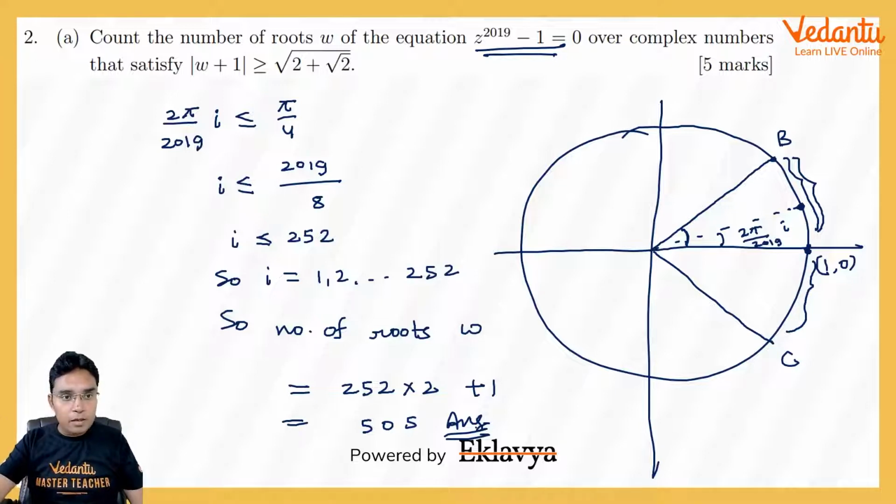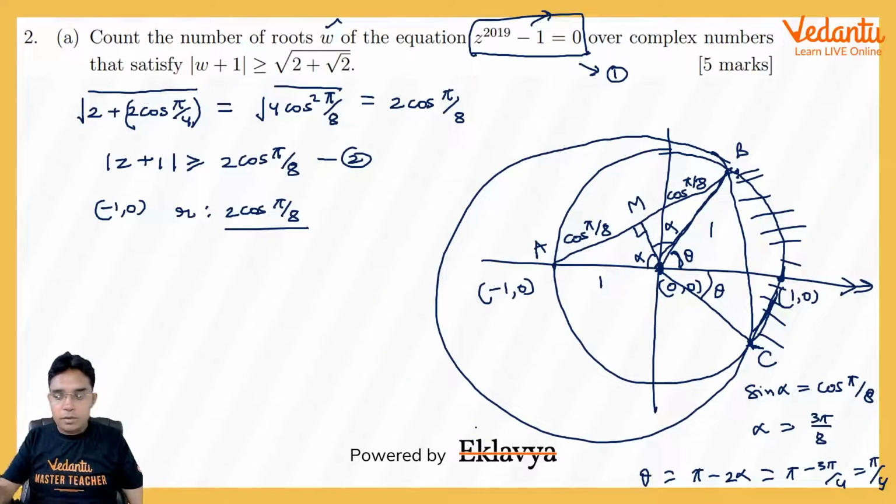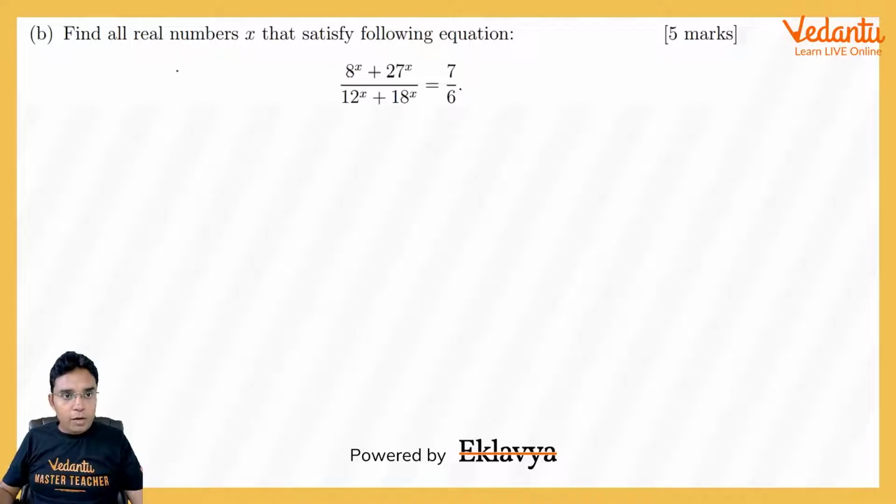Now coming to the next question, that is the B part. Find all real numbers x that satisfy the following equation: 8 power x plus 27 power x upon 12 power x plus 18 power x is equal to 7 upon 6. To do this question, let us first observe that 8, 27, 12 and 18 are such that their products are the same. 8 into 27 is the same as 12 into 18.